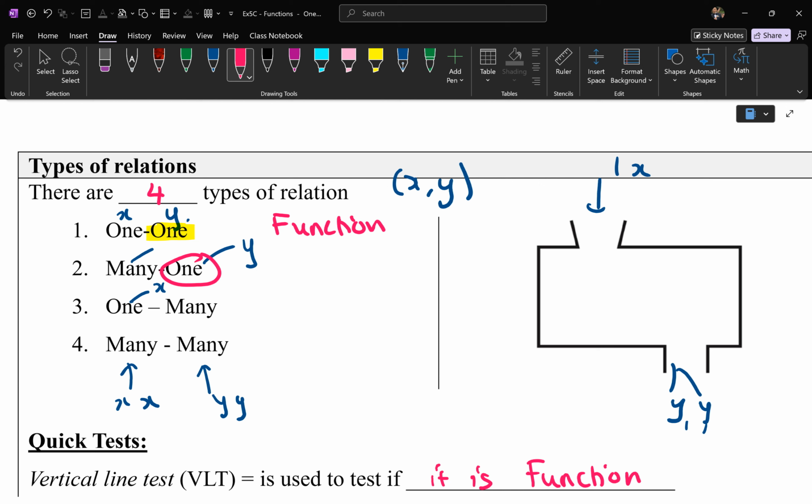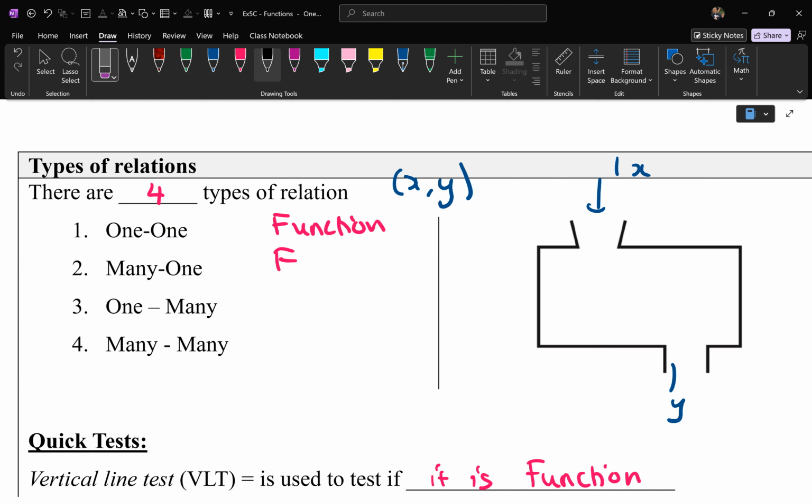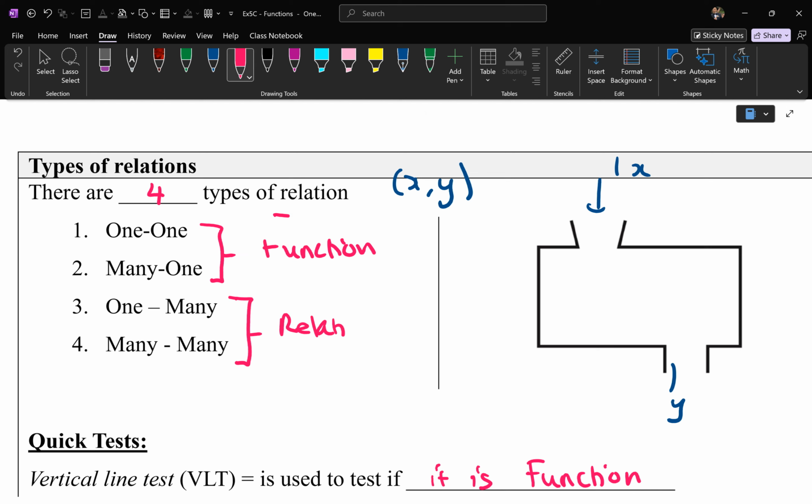Yeah. There's one y, because remember the function just says for every x. It didn't say that it had to be 1x. It just said every x, there should be only one unique y value. And there is. So you can have many x's, but as long as only one y value comes out, that's a function. So the first two are functions, whereas the next 2 are considered relations. I mean, they're all relations, but remember, not all relations are functions.